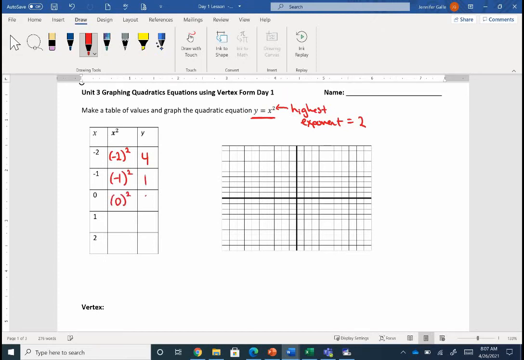0 squared is 0. Good general rule of thumb, whenever you substitute in, be it positive, be it negative, put parentheses around whatever you substituted in. And then we get our 2 squared. It's once again +4. Do you guys notice anything about that table? What do you notice about those y values?